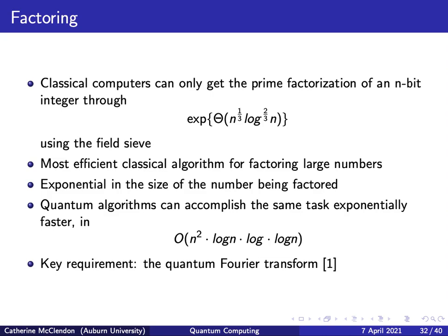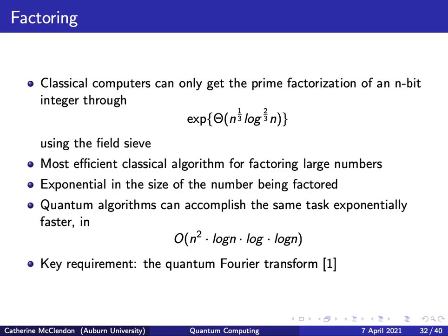Back to factoring again, classical computers can only get the prime factorization of an n-bit integer through this time here on the screen using something called a field sieve, which is the most efficient classical algorithm for factoring large numbers. The field sieve is exponential in the size of the number being factored. And quantum algorithms can accomplish the same task exponentially faster, in n squared log n times log log n time.